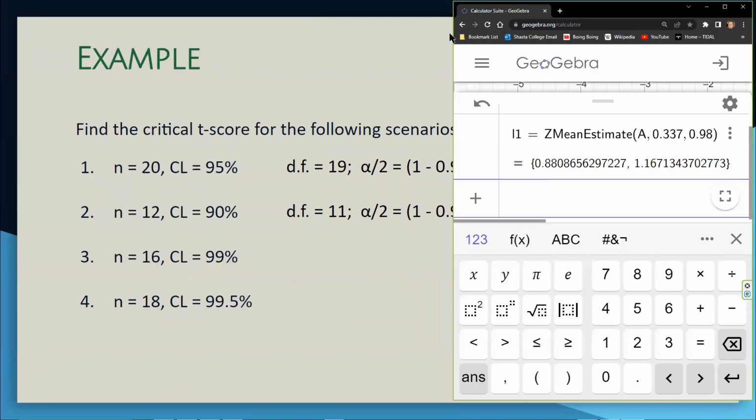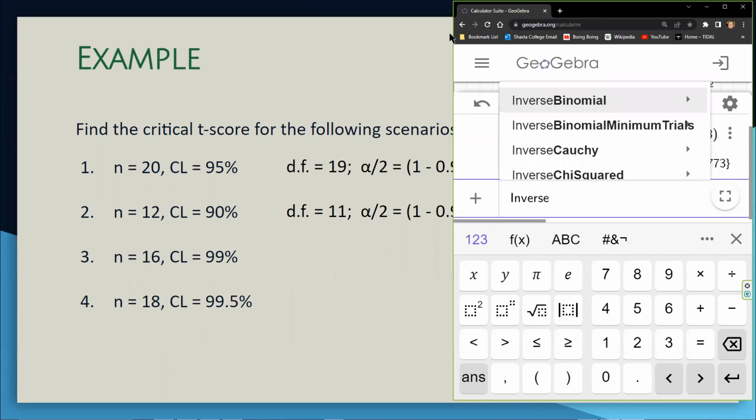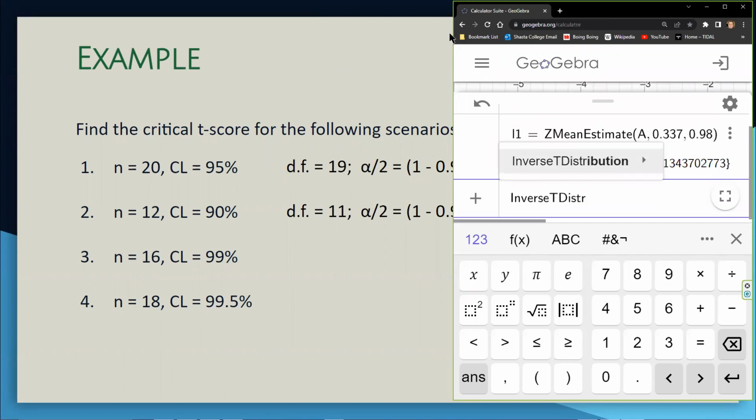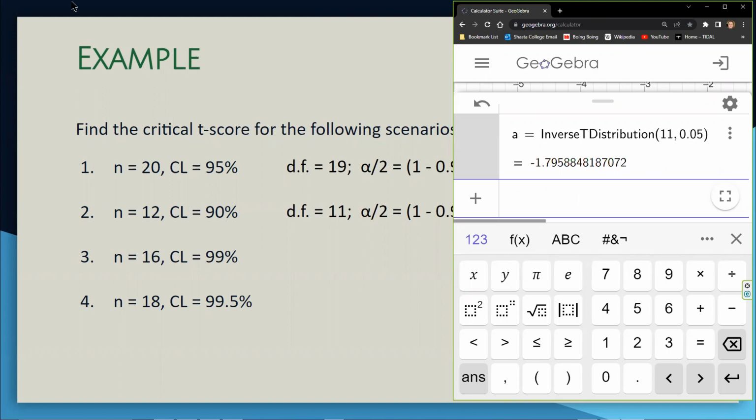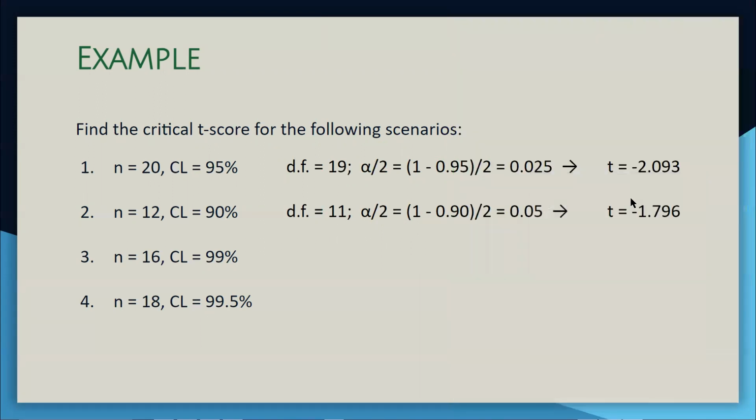So we're going to call inverse t distribution. It wants the degrees of freedom first and then the area. And so we get negative 1.7958, so 1.796. And again, when we use those in formulas to calculate other things, we're going to drop those negative signs.